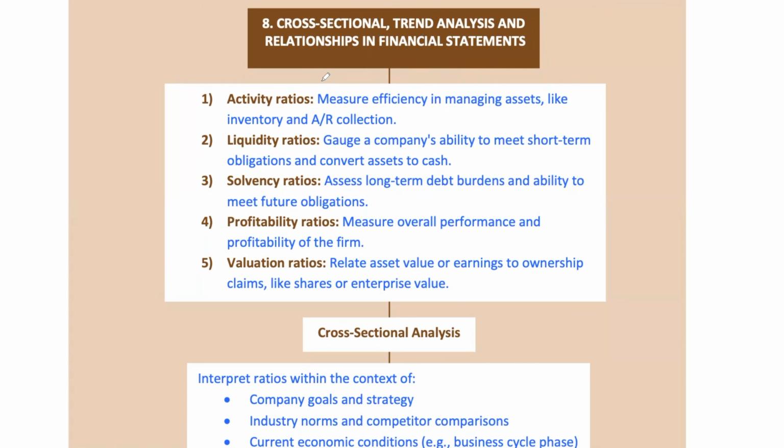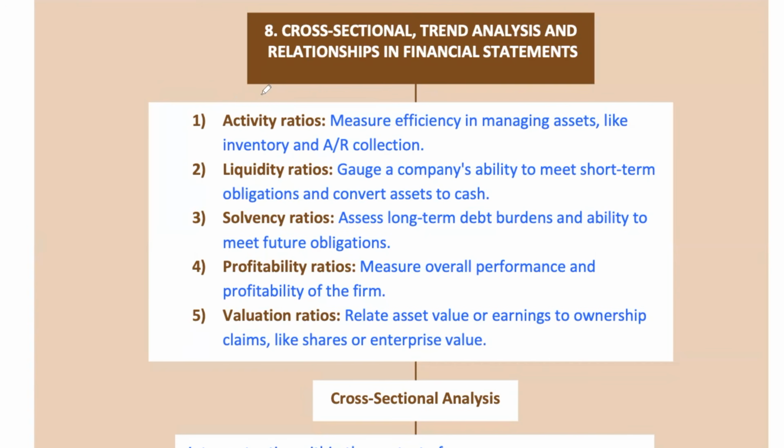So let's break down these financial ratios into 5 main categories. Think of these as the 5 core building blocks of financial analysis. Activity ratios are our first stop. These guys are all about how efficiently a company is managing its day-to-day operations.